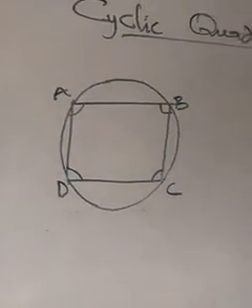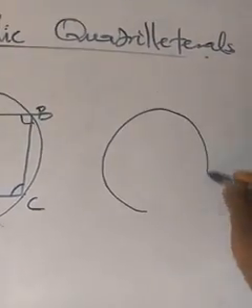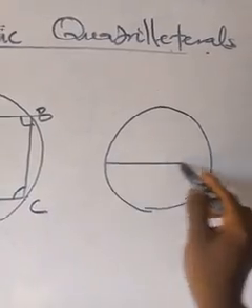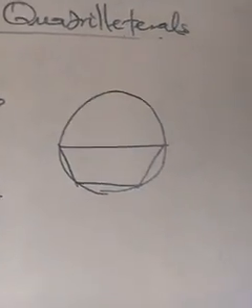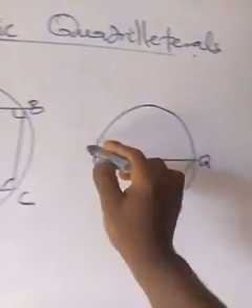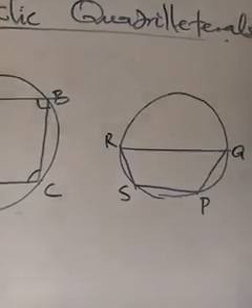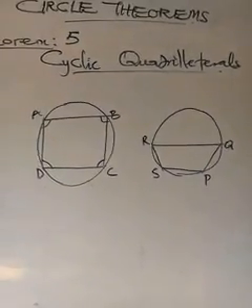or clockwise. We can also have a cyclic quadrilateral in this form. We can have it this way. This is also a cyclic quadrilateral. So you can have P, Q, R, S. You can label it clockwise, you can label it anti-clockwise.